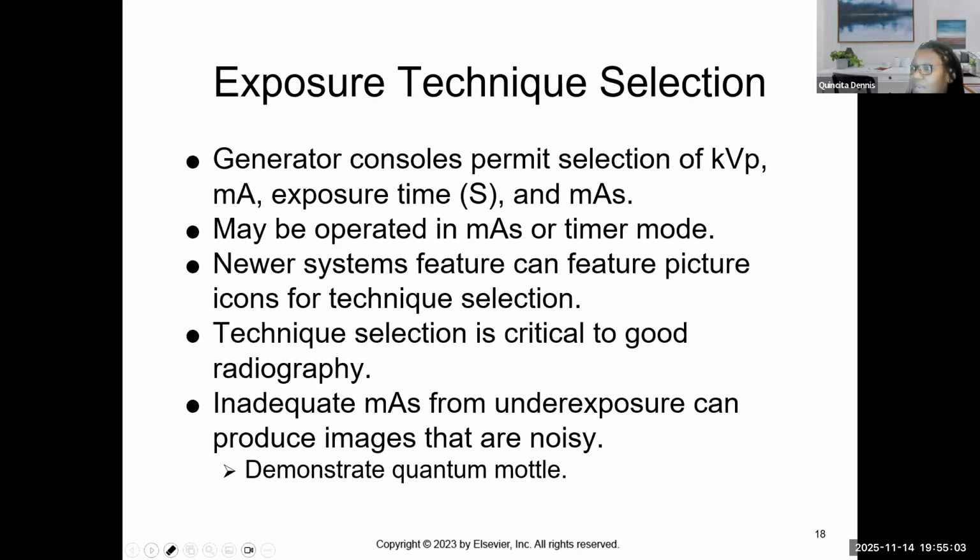And the automatic repeat will show quantum mottle. Another term is quantum noise, and that's that grainy image. So there's no amount of what we call post-processing, where you have that window width and window level where you can change the brightness or the contrast, the things that you can do in your simulator. There's no amount of that you can do to get rid of that graininess. It's going to be there. It is an automatic repeat, and it tells you that the technique that you chose was too low.